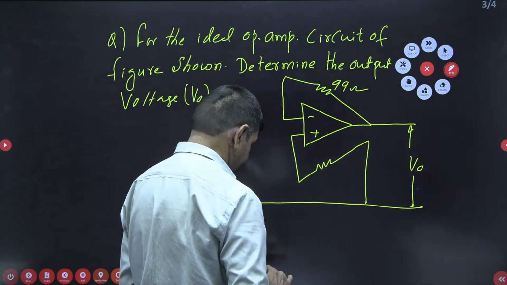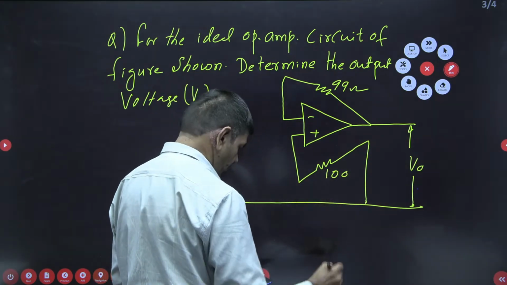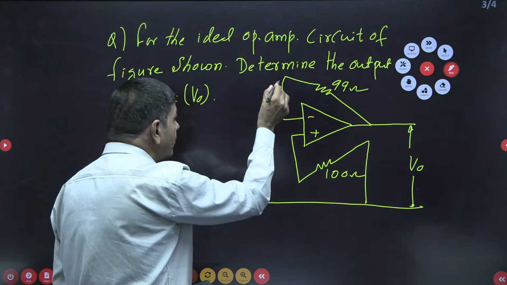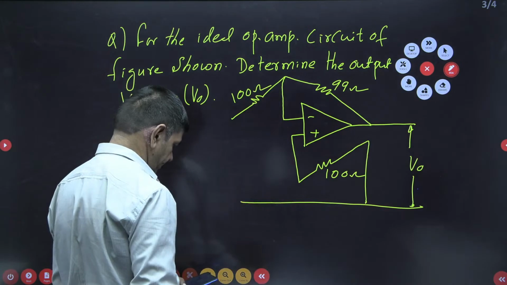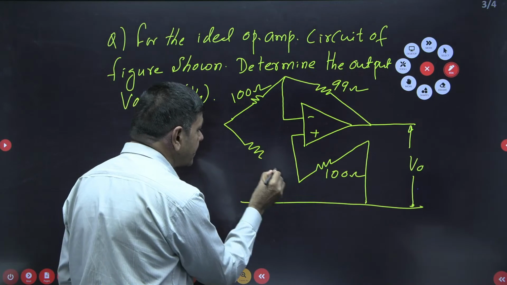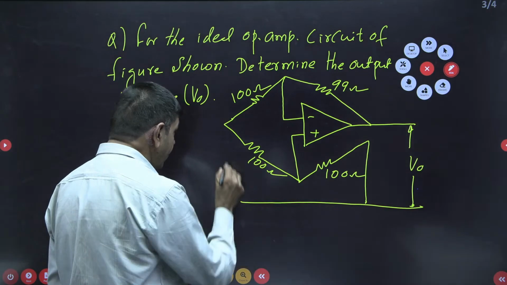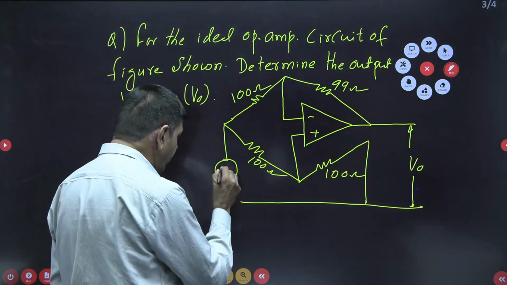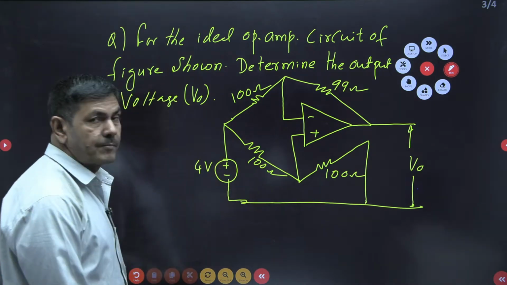The resistor given here is 100 ohms. This is 100 ohms, and there is a 99 ohms. This is a 100 ohm on this side, and here it is connected to a 100 ohm resistor on this side. Here it is connected with a supply, and that voltage is given as 4 volts. This is the given problem.